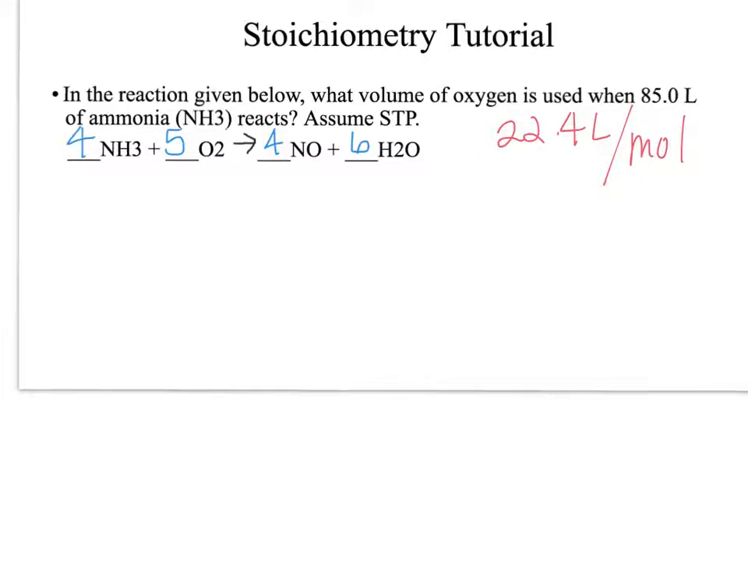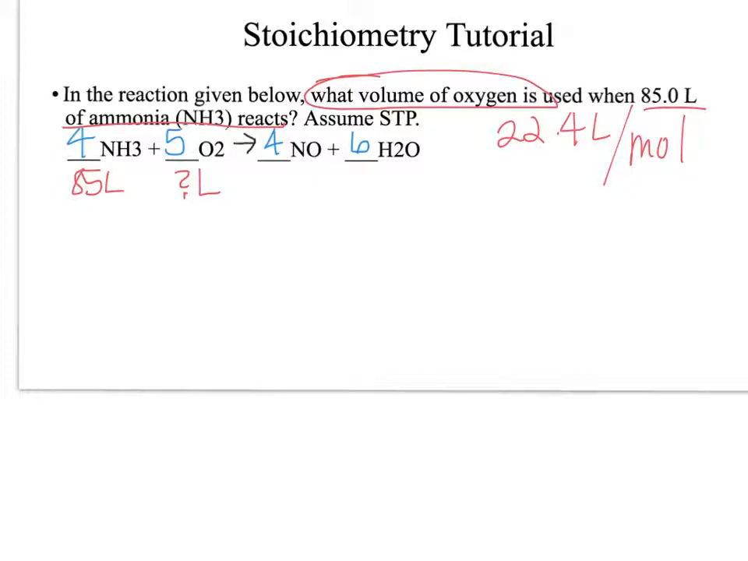So let's underline what they gave us in the problem, which was 85 liters of ammonia. So let's put the 85 liters here because that's what we've been given. And what is it asking for? It's asking for what volume of oxygen. So we're going to be looking for volume of oxygen, and it wants it in liters. So this is a liter to liter problem, okay?